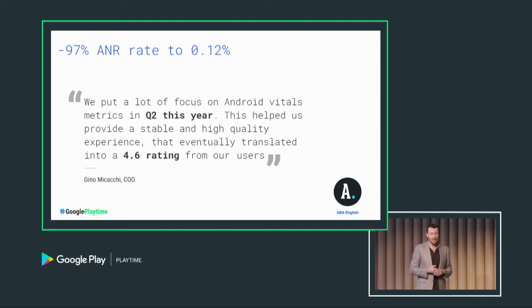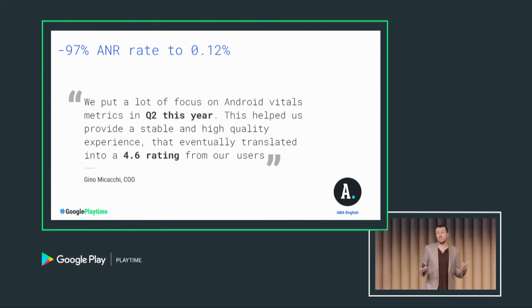Now, we don't think you should give up working on features and improving the application in other ways, but we do think that you can do focused effort on performance. And here you can see a quote from the ABA English team, which spent 1 quarter focusing on performance improvements, and that resulted in a 4.6-star rating for their application.